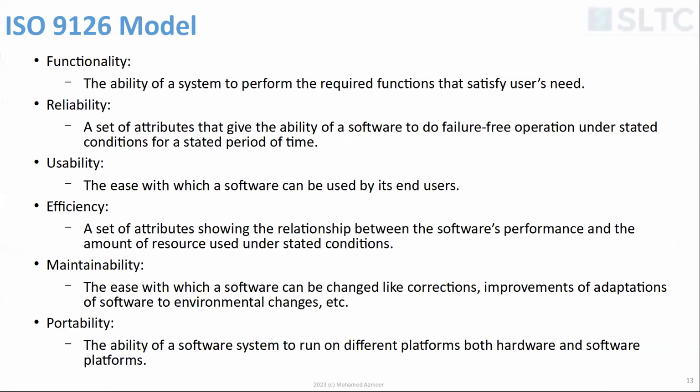Now, if you go to the specific ISO model, 9126 model, so here are some very interesting topics there. Functionality, reliability, usability. Now, they are really matching with our McCall criteria, isn't it? Maintainability and portability. So what does functionality mean? The ability of a system to perform the required function that satisfy users' needs.